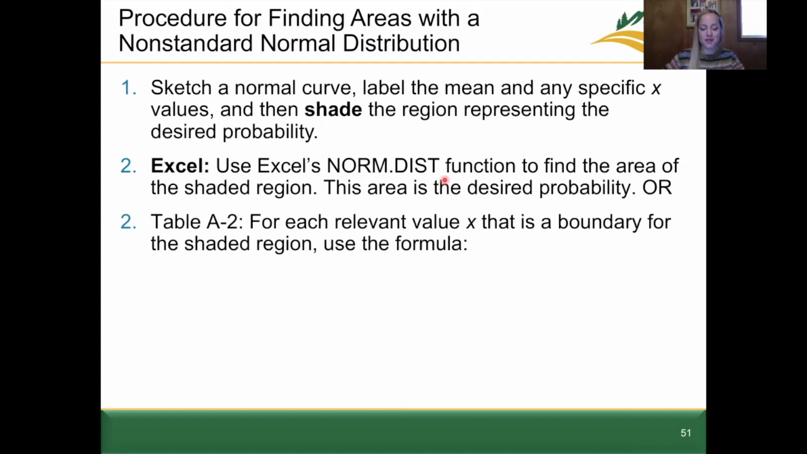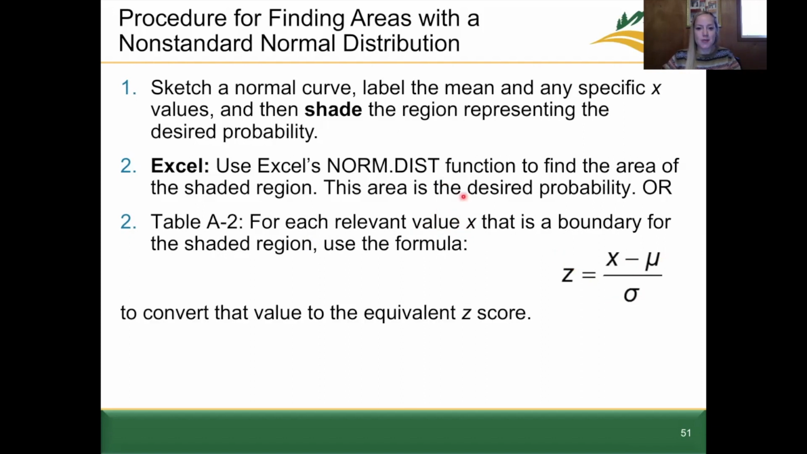Now we can also use table A2. But first, if we're using A2, we have a value of x. We don't yet have a z-score that we can look up along that first column and that first row. So we need to convert our x value into a z-score. To do so, we take our x value, our mean, and our standard deviation, and then we get a z-score from there. Using Excel, we didn't have to do that.